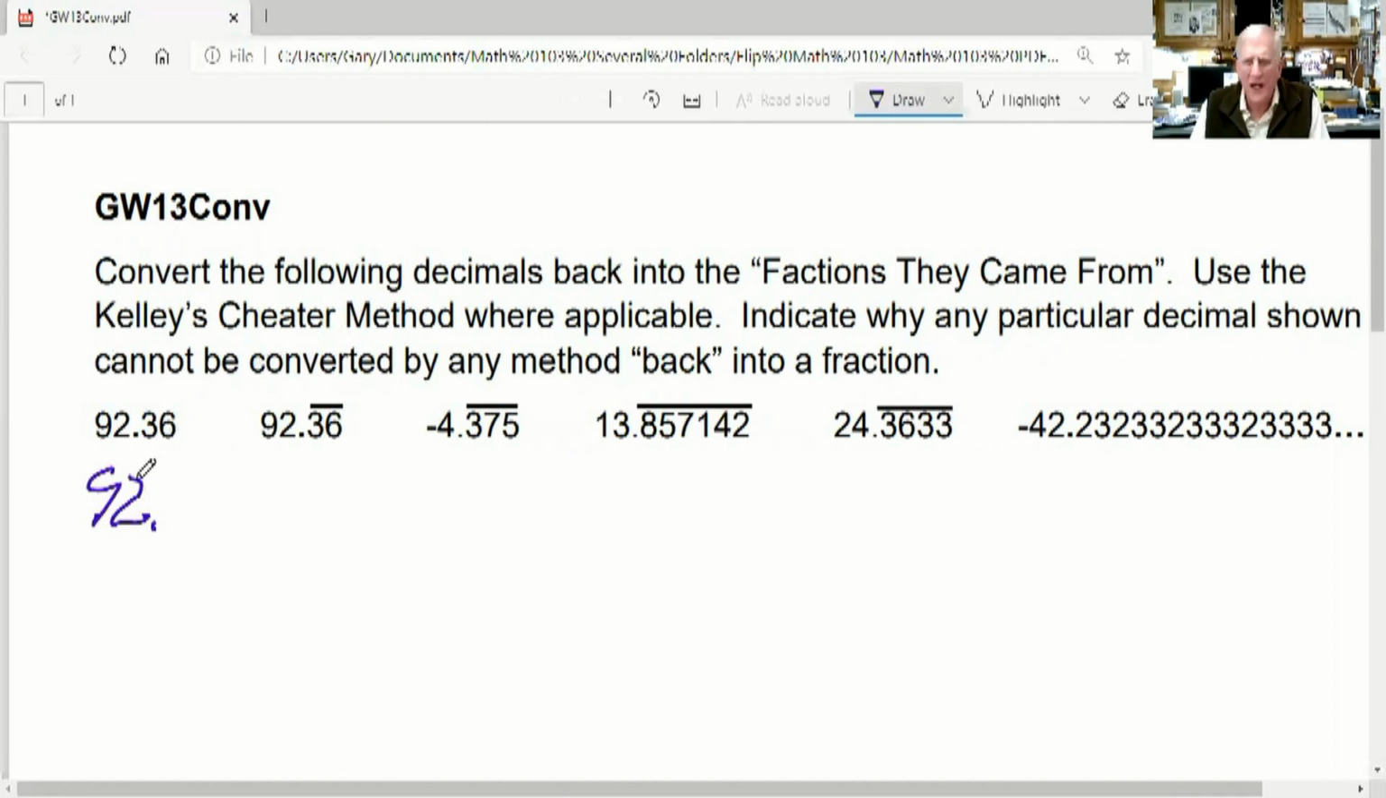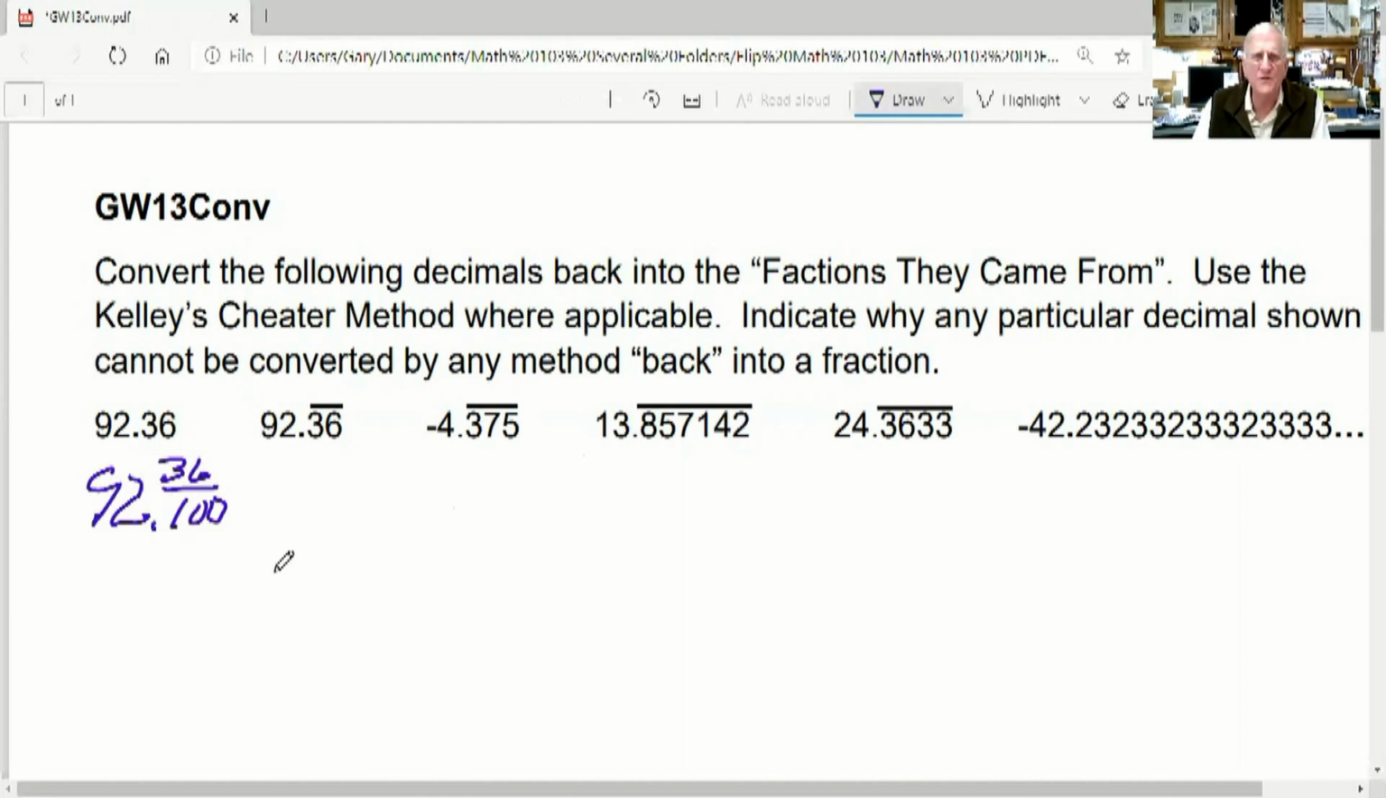Well, it's not a repeater, right? So to convert it, since it terminates, I simply put it over its place value, 36/100. And now if I want to reduce 36/100ths, I most certainly can do that, all right? But I'm not requiring you to do that. It turns out, I believe it's 9/25ths, but you do not have to reduce it. So there's the answer for that one.